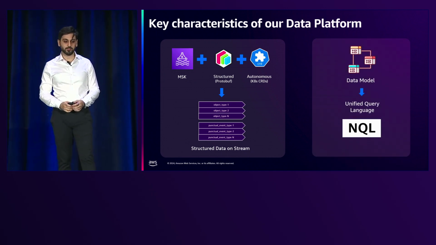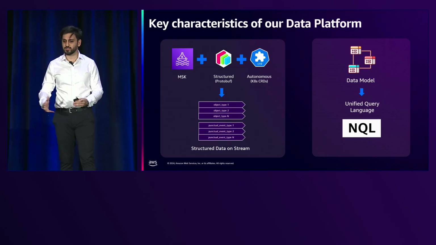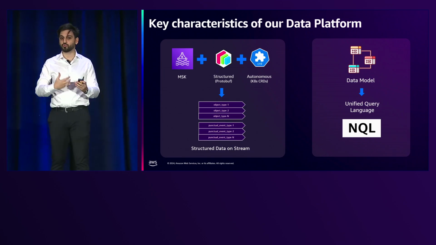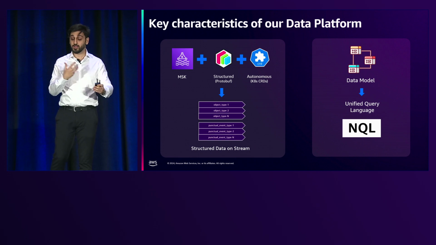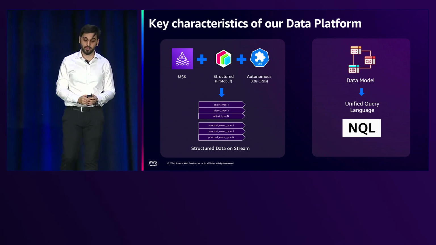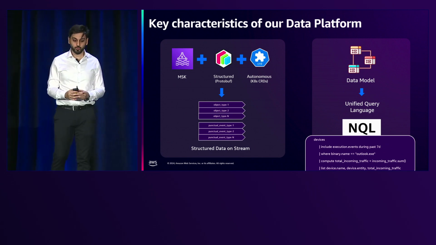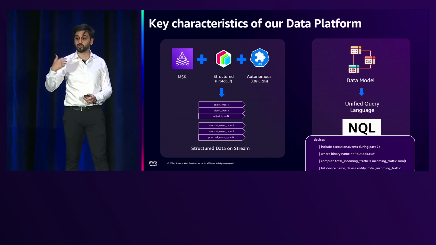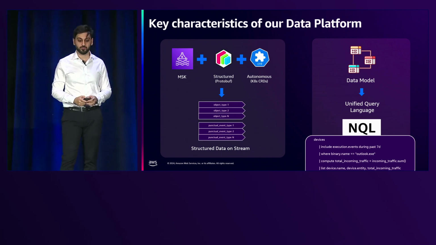The second main characteristic that really allowed us to move very fast is our data model. A data model is basically the different objects that we have, the user, the device, the events, and the relationship between them. And we've built a unified query language on top of that, which we call NQL, Nexthink Query Language. It's basically a piped language where you describe what you want, the different objects and events, do the different joins that you want, and compute properties that you're interested in.